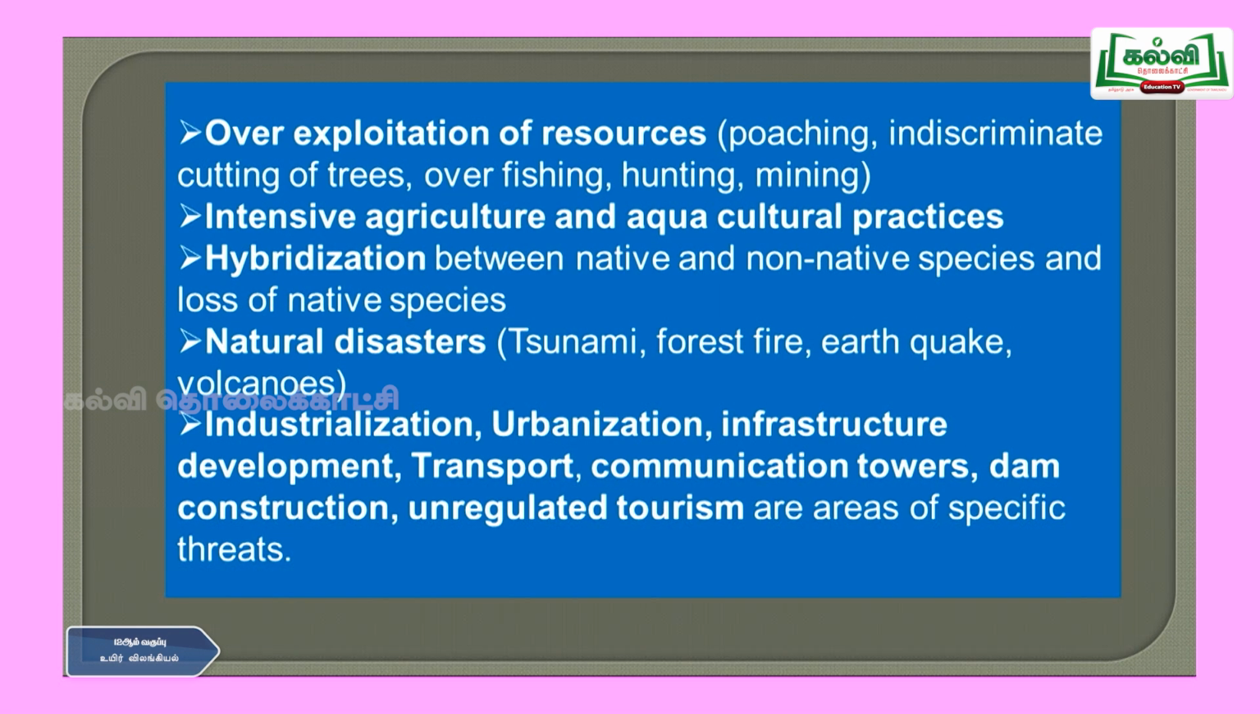Then overexploitation of resources like poaching, indiscriminate cutting of trees, overfishing, hunting, mining, intensive agriculture and aquacultural practices, hybridization between native and non-native species and loss of native species, natural disasters like tsunami, forest fire, earthquake, volcanoes, and industrialization, urbanization, infrastructure development, transport, communication towers, dam construction and unregulated tourism are all areas of specific threats.